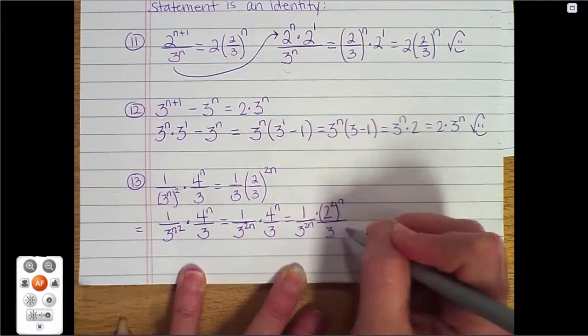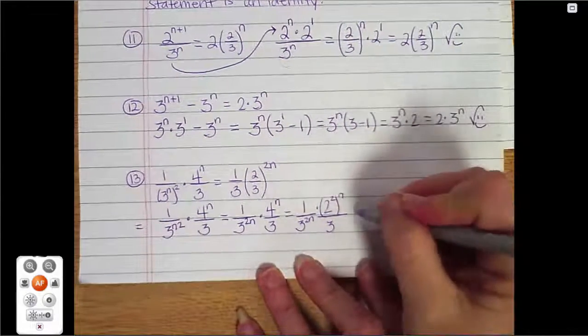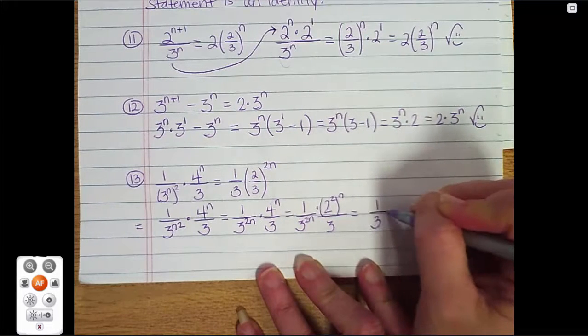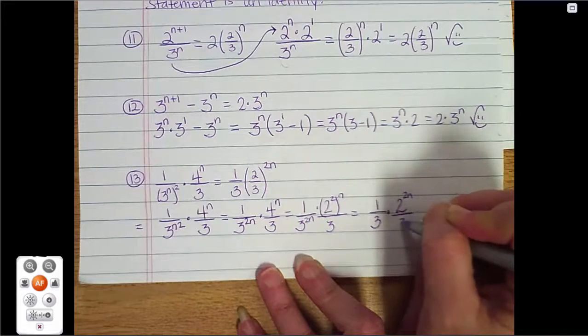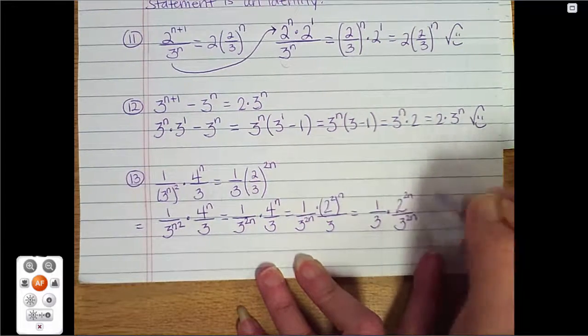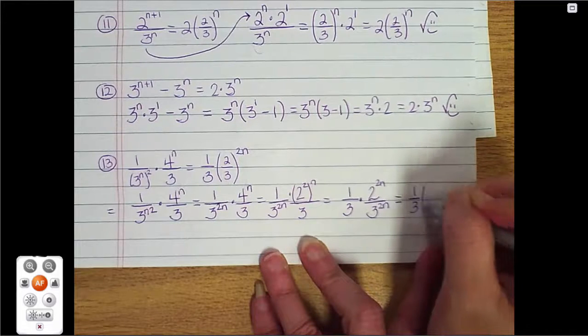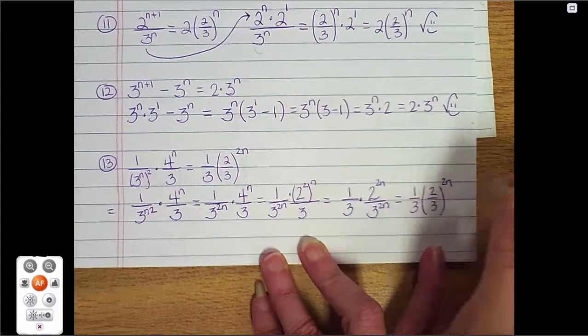Again, keeping in mind that order of multiplication doesn't matter, I can move the 3 to the first that's on the bottom of the second fraction off to the left. So I have 1/3 times 2 to the 2n over 3 to the 2n. And now that both 2 and 3 are raised to the same exponent 2n, I can rename that as 2/3 all to the 2n, working that power rule backwards. And I've proven my identity.